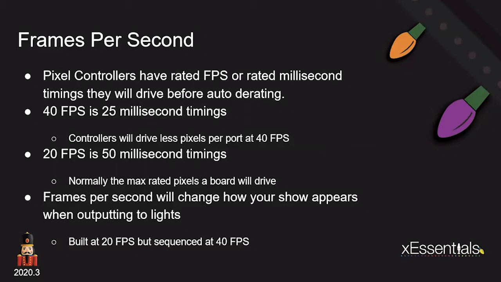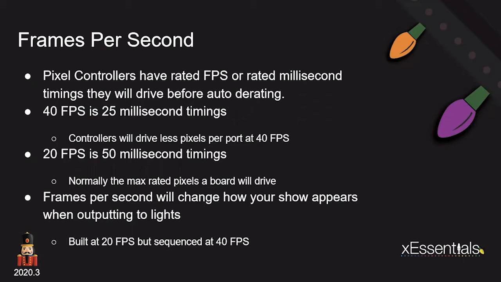40 frames per second is also known as 25 millisecond timings. This will allow the controllers to drive fewer pixels per port at 40 frames per second, but if you have a keen eye, like a lot of people do, you can actually see that the frames per second will make a difference and make your lights flash differently. You can get them a lot closer to timing marks at 40 frames per second. 20 frames per second is also known as 50 millisecond timings.